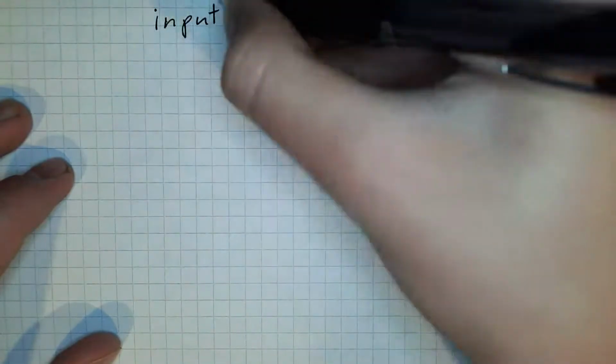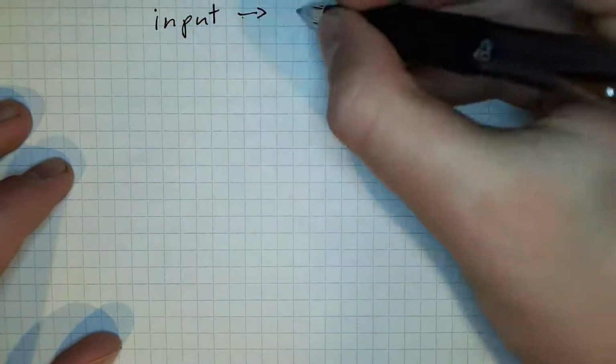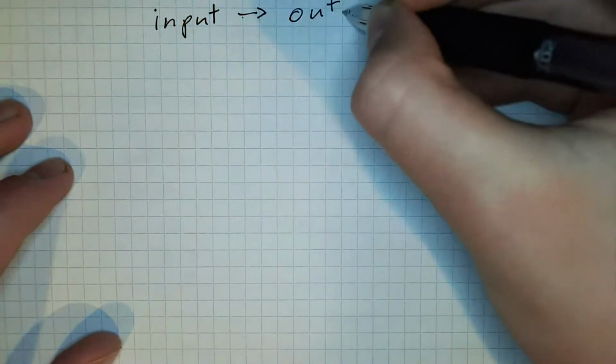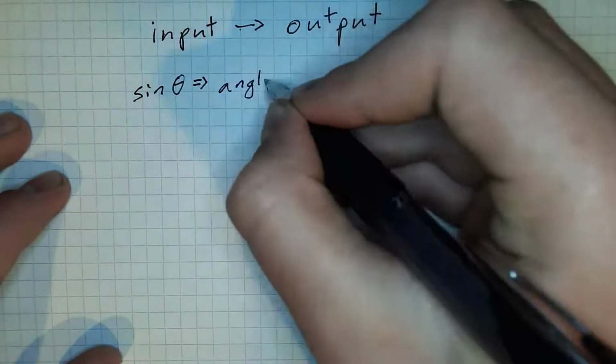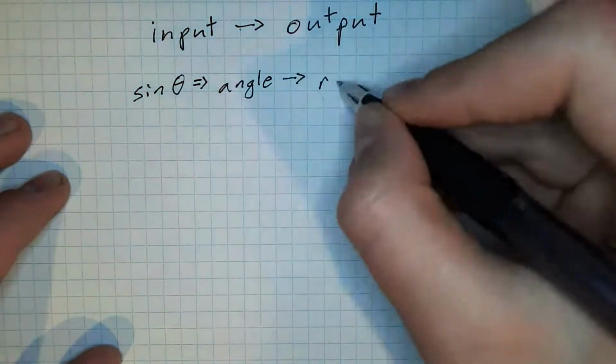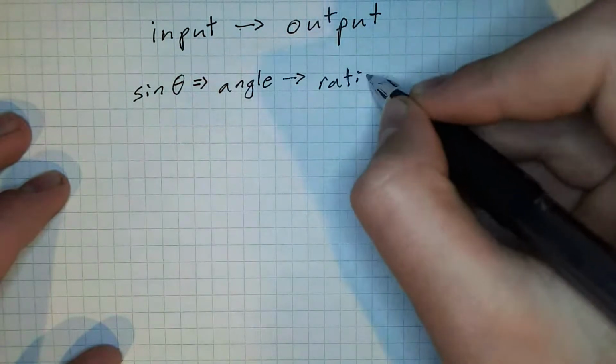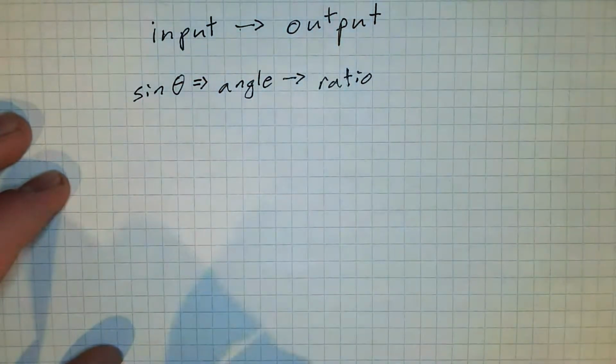At its core, the sine of a right triangle is really just a function. A function is something that takes some input and then outputs an output. So let's look at what our function sine of theta is doing for inputs and outputs. It's taking some angle as its input in degrees and then outputting a ratio, opposite over hypotenuse.